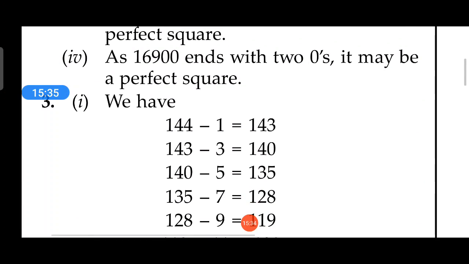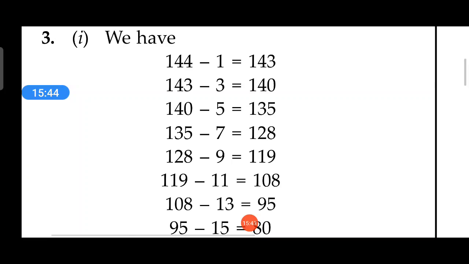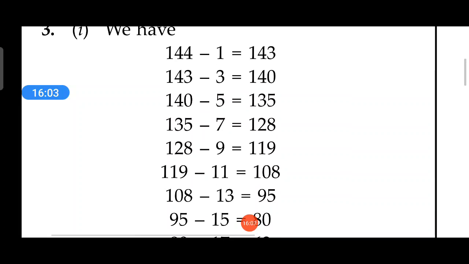Now come to question number 3. Find the square root by prime factorization method. Question number 3 I am talking about. Find the square root of the following by repeated subtraction method. Repeated subtraction method. So first, 144.